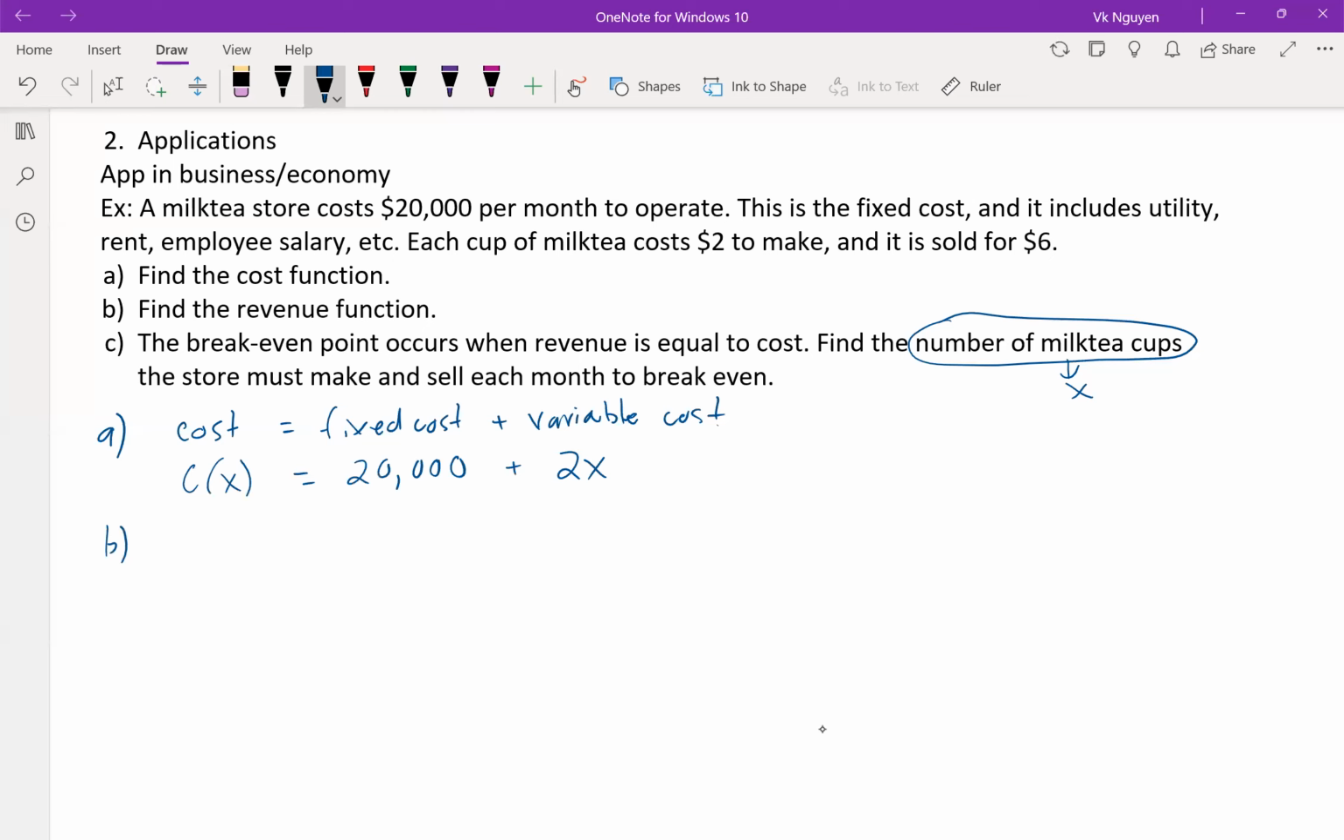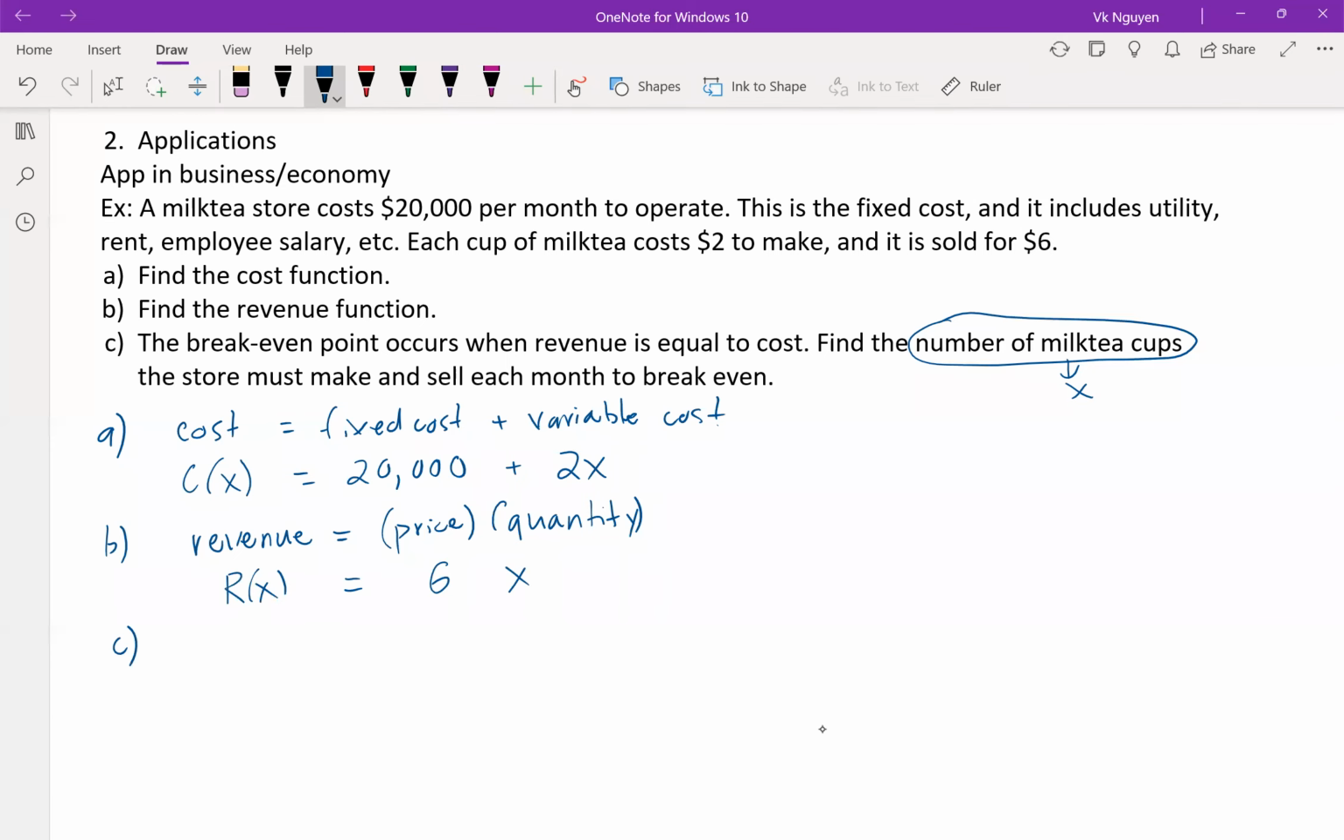In B, revenue is defined as price times quantity. The price is the price per cup, so that's $6. And the quantity is the number of cups, x. Revenue is written as R of x. So now we can do C.